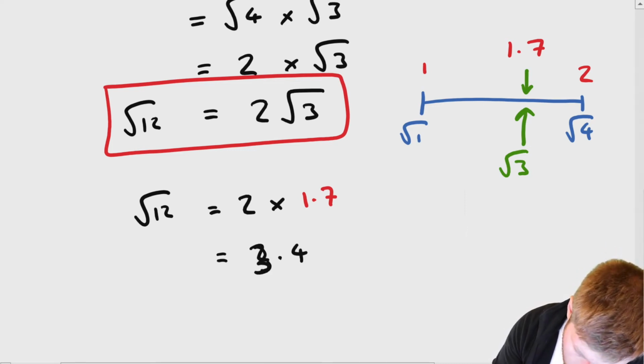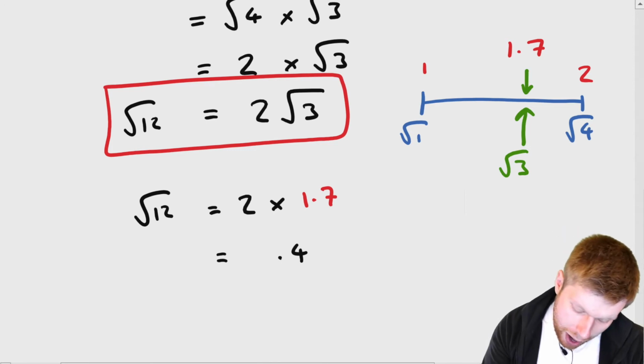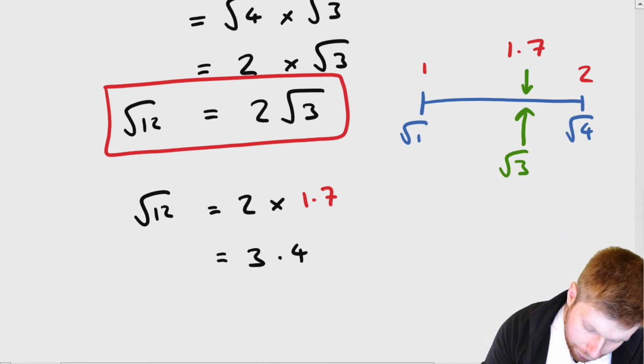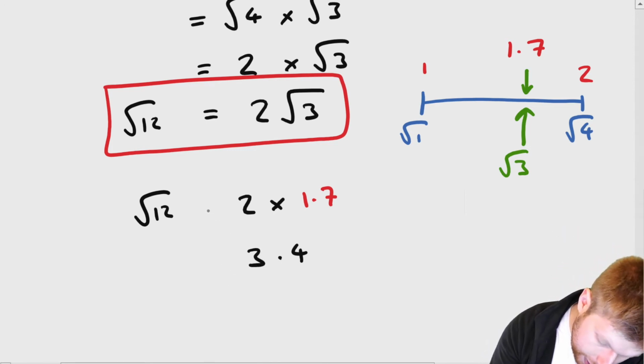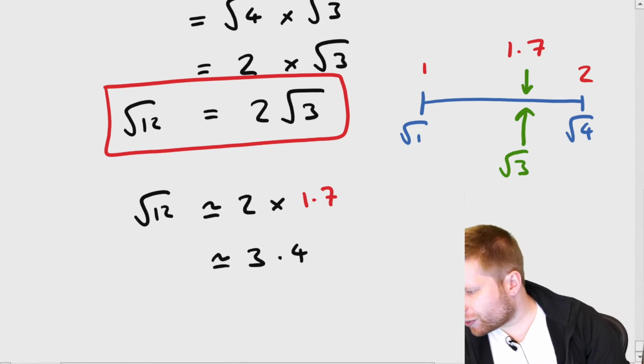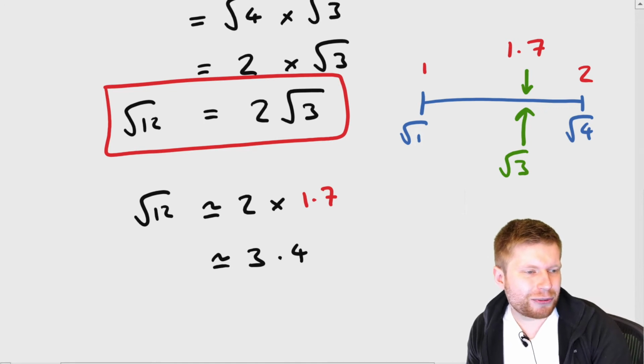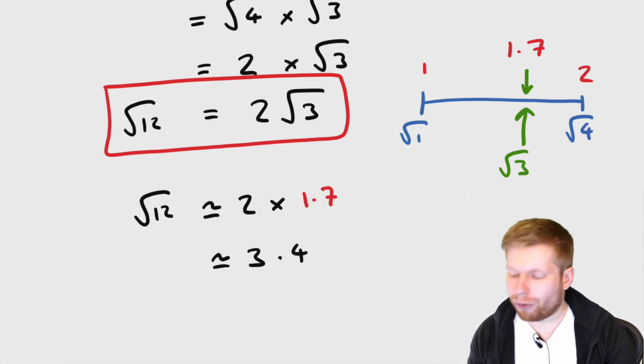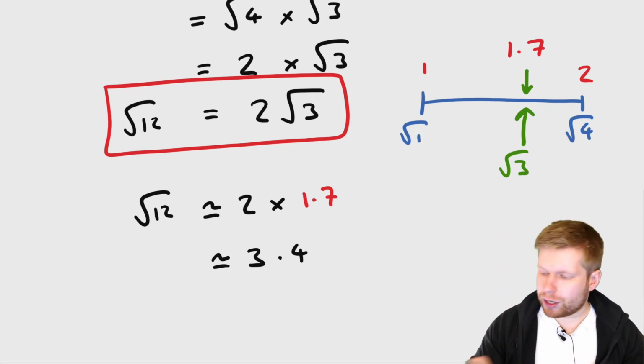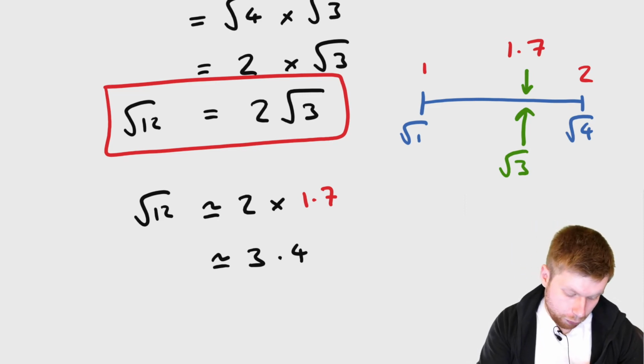So in other words, I can approximate that the square root of 12 will be approximately, let's say approximately here. So I use squiggly equals rather than straight equals. So I know that square root of 12 is going to be approximately 3.4. Stick it on your calculator, see what you get. Okay, so square root of 12, what's that actually going to be equal to?